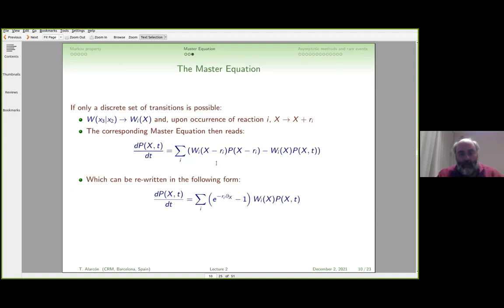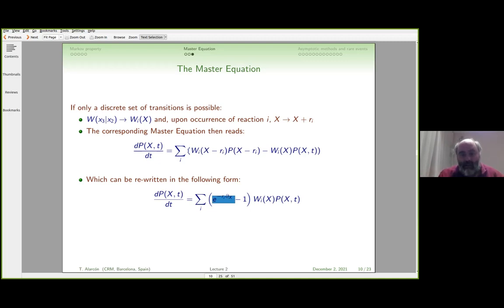Yeah. And just by doing a Taylor expansion of this term here, we can rewrite this in this operational form, where we are using this sort of representation of the translation. This is a bit weird, but if you just take this term here and do the Taylor expansion, you will see that this is the same. Okay, so this is just a representation of the translation operator.